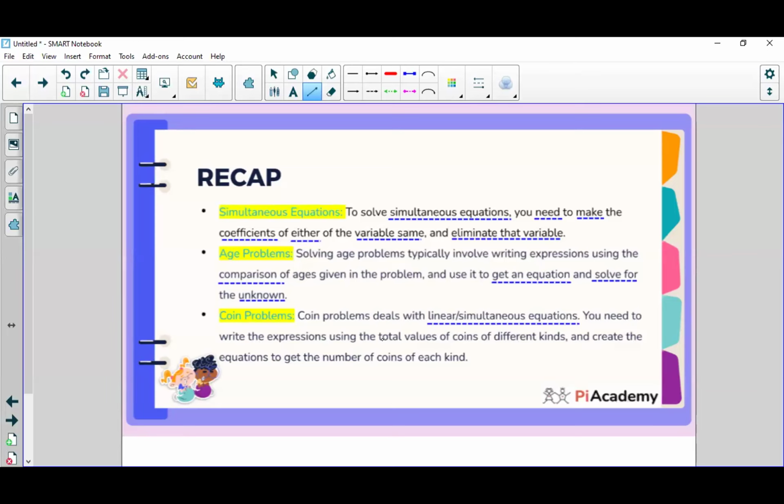So you need to write an expression using the total value of coins of different kinds, and then create the equation to get the number of coins of each kind. So that was all about simultaneous equations, age problems, and coin problems. I hope everyone now knows how to solve simultaneous equations using the elimination method, and how to solve age and coin problems.